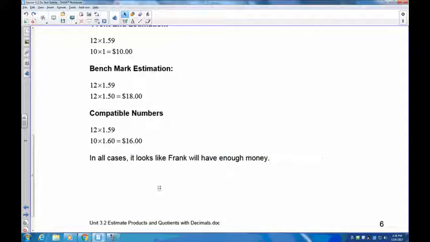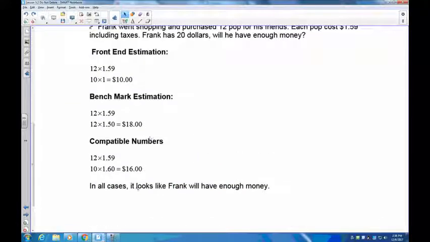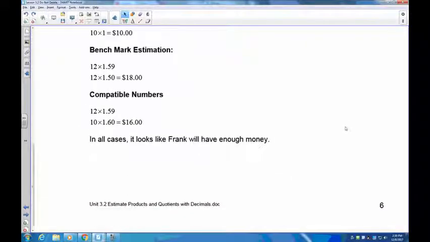So in all cases, it looks like Frank is going to have enough money. All right. Now remember, we'd rounded this down a little bit, right? And we had $18. We rounded this down, rounded this one up, but rounded that one down, and we had 16. So it looks like Frank's going to be able to get his purchase with no problems.